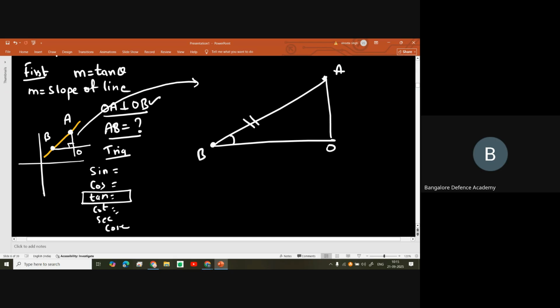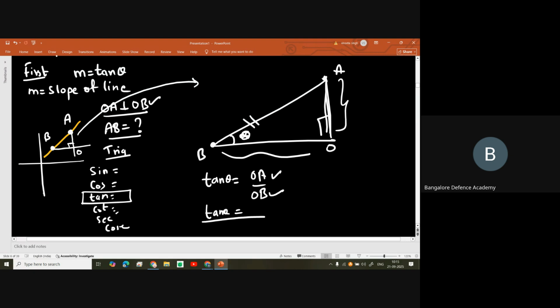So I will take an angle here. Imagine theta. Let me take B as theta. So what is the definition of tan theta? Opposite by adjacent. So opposite side will be OA and adjacent side will be OB. Since we have taken this as a perpendicular, we will be able to know the distance of OA and OB, and easily we can find tan theta. So this is called the slope of the line. So now the first formula here, that is m is equal to tan theta.